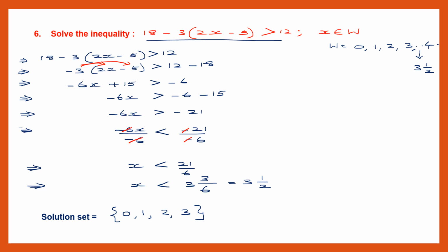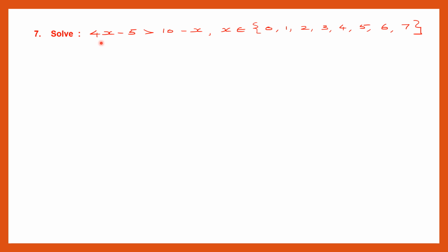So you need to write your answer finally like this. Question 7. 4x minus 5 is greater than 10 minus x and x belongs to all these numbers here. So we need to keep that in mind. So let's solve this part here. That is 4x minus 5 is greater than 10 minus x. So here first thing we'll do is we'll leave the 4x here and on this side we'll say 10 minus x plus 5.